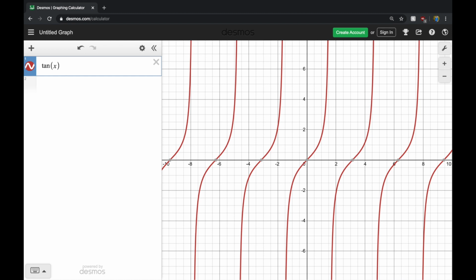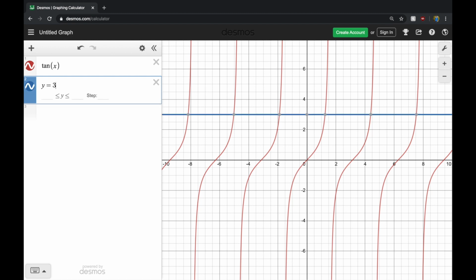And notice how it gives me tangent of x, and we can see that it has asymptotes, and we can see that it has the zeros and the ones, and it's just a very, very nice clear graph. This is why I like it. Okay, and now that I have the tangent of x graphed, I'm also going to graph y equals 3. As you can see, y equals 3 will give me this line, and it's going to show me where my graph intersects this line right here, which is why I really like Desmos.